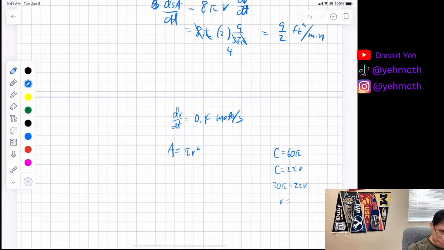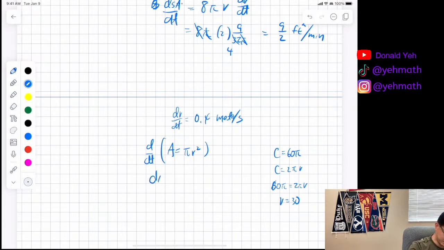R is equal to what? 15? No, C equals 60, so 60 pi equals 2 pi r. So r equals 30. Oh, this one's 60. Sorry, my fault. I copied it down wrong. So r is equal to 30. Now you can take a derivative with respect to time.